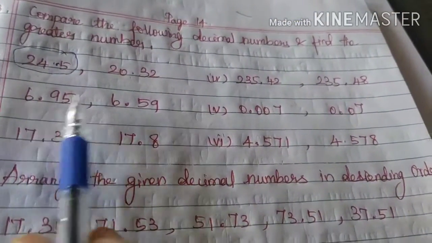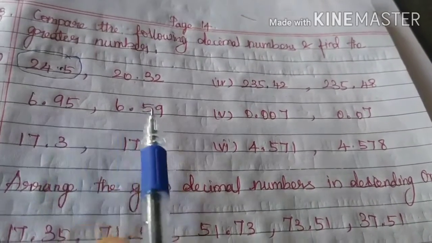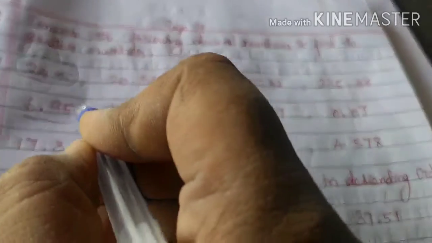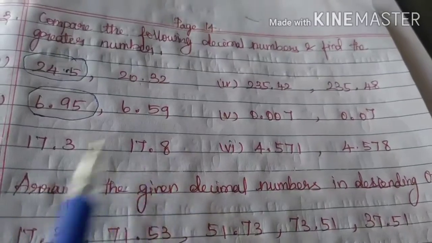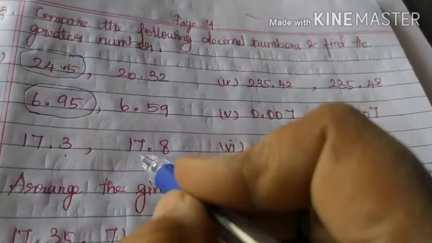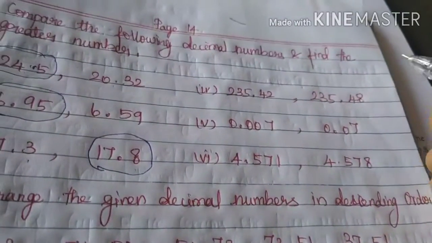Okay, second one, 6 whole number. Second, in the 10th place there is 9 and in the 10th place there is 5, which is greater? 9 is greater, so we have to circle this number. Okay, next, 17 whole number. In the 10th place 3, in the 10th place 8, so 8 is greater, no? So we have to take the 8.